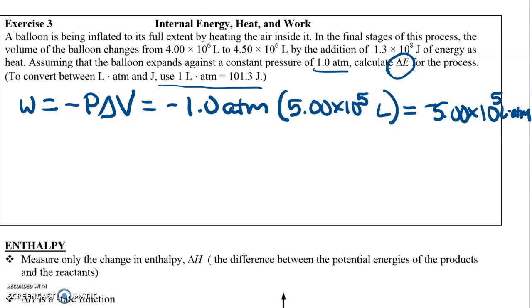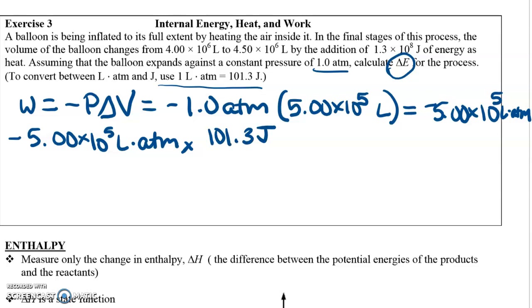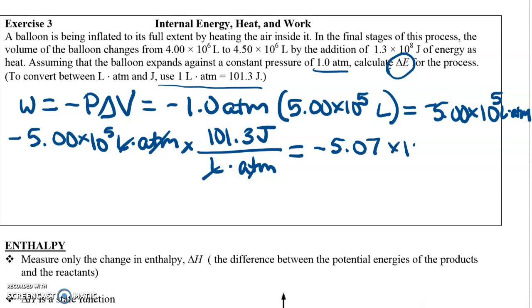Okay, converting that to an energy unit, we'll use that conversion factor of 101.3 joules per liter atmosphere to get that into joules, and we get -5.07 times 10 to the 7 joules.